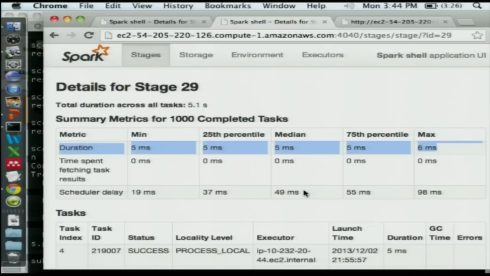But anyway, the takeaway here is not about this particular workload. It's just that if you're running Spark and you want to see how well the scheduler is doing, you can look at this metric, the scheduler delay. And if it's large at all, then you probably want to start thinking about using a different scheduler.